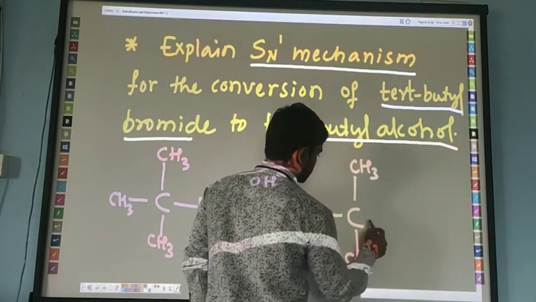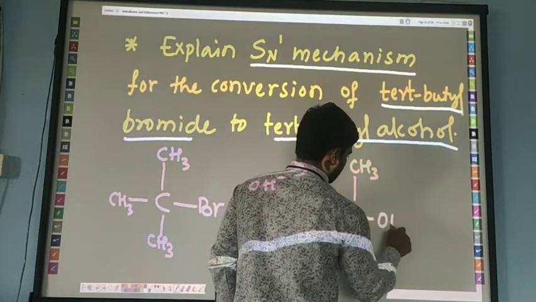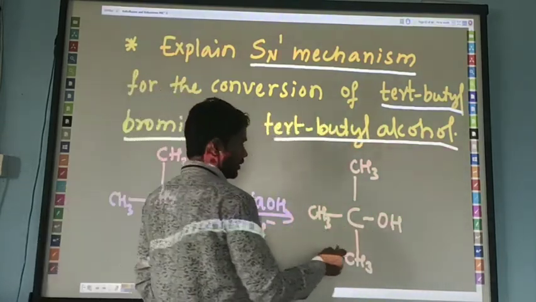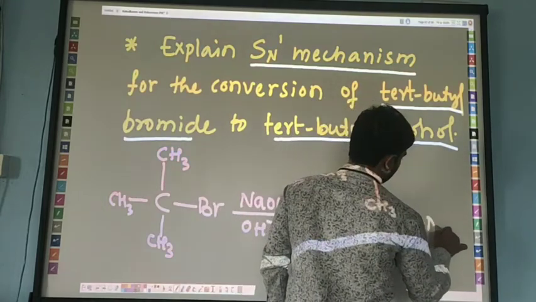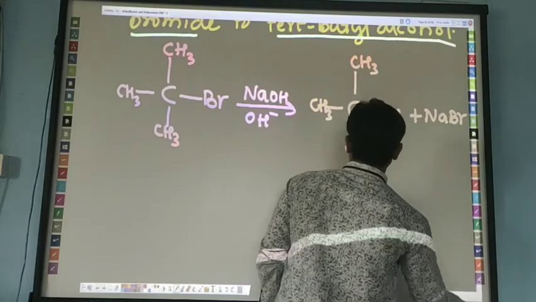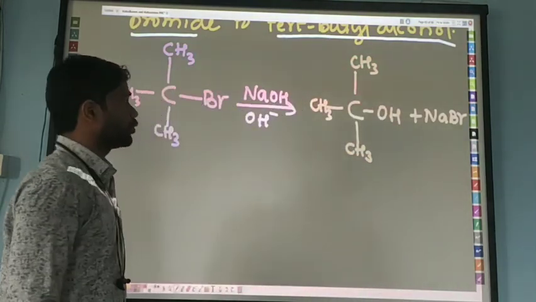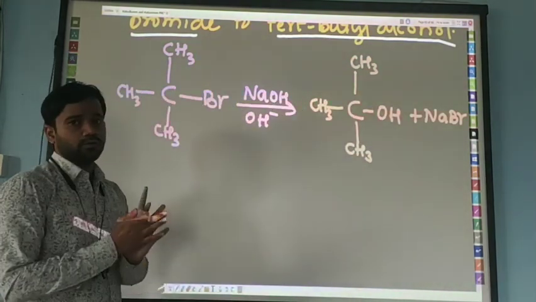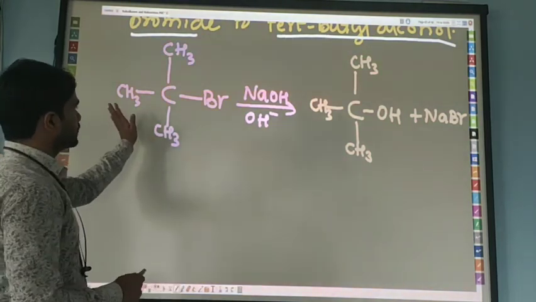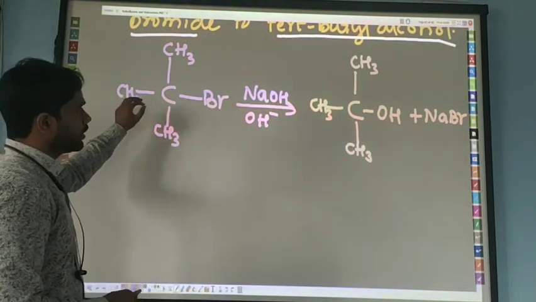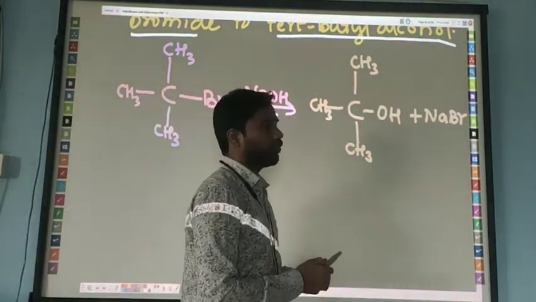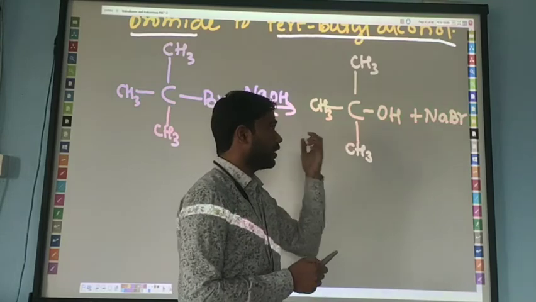CH3, and this is going to form with the OH. This is the formation of the OH. We have converted and we already got the NaBr. NaBr is our salt. This is the direct approach whenever you approach a reaction. In the case of the mechanism part, you have to write this like the tertiary butyl bromide, by the attack of the nucleophile, and this is the formation of tertiary butyl alcohol and a salt.